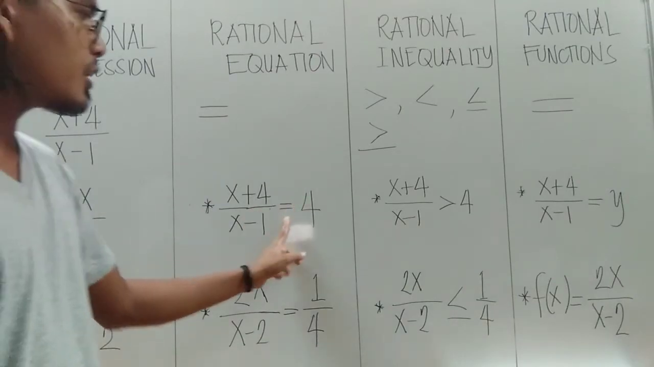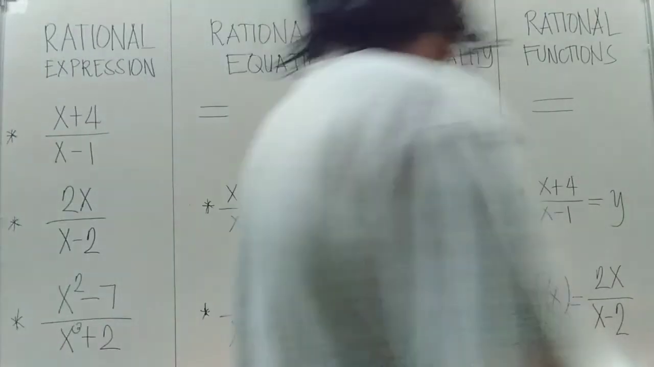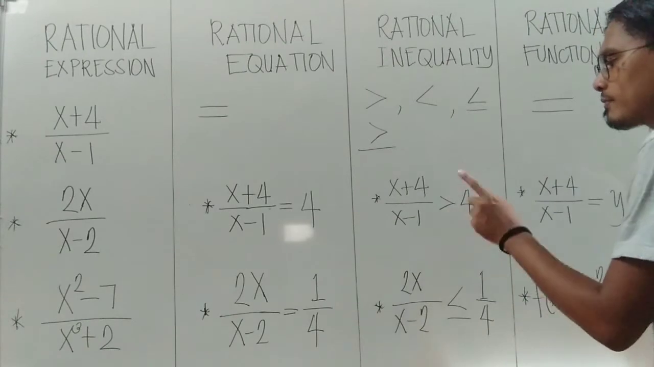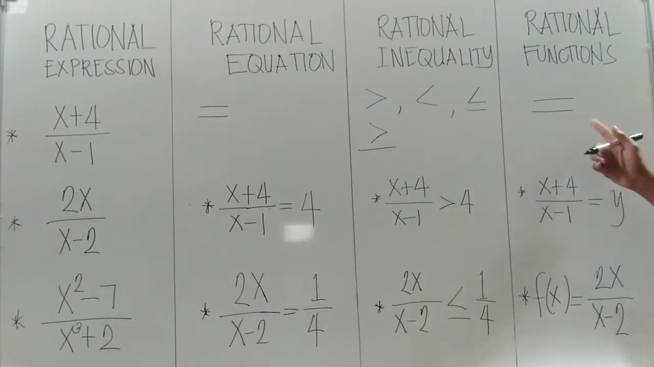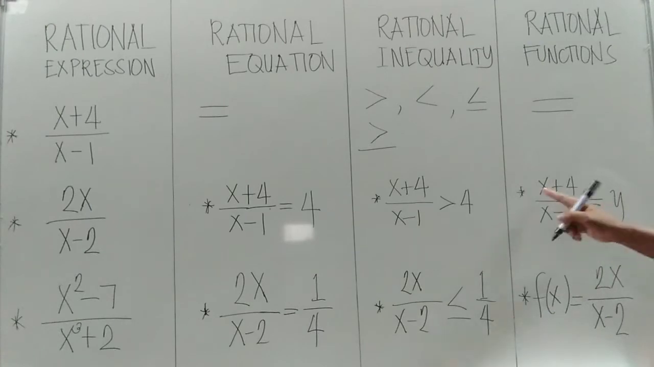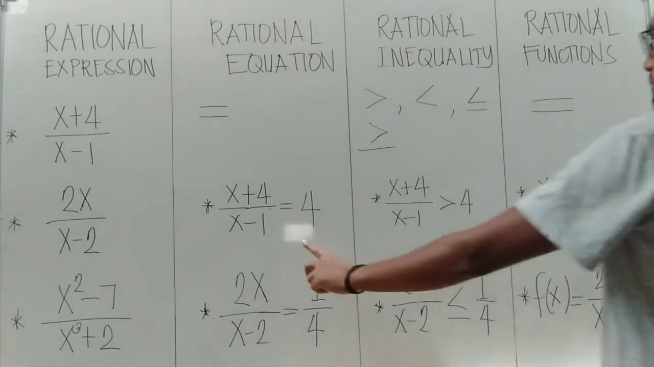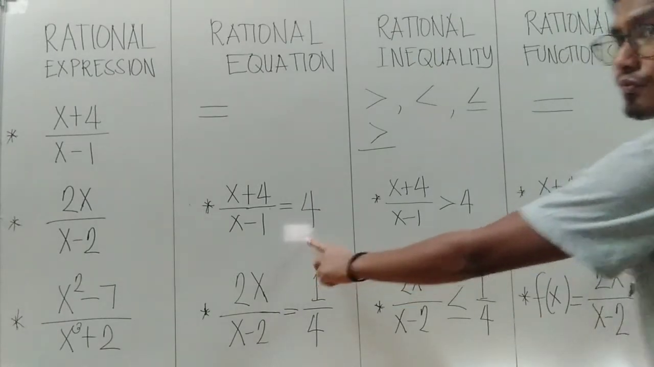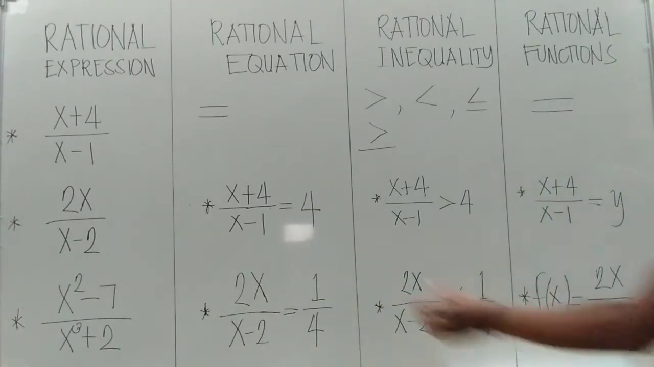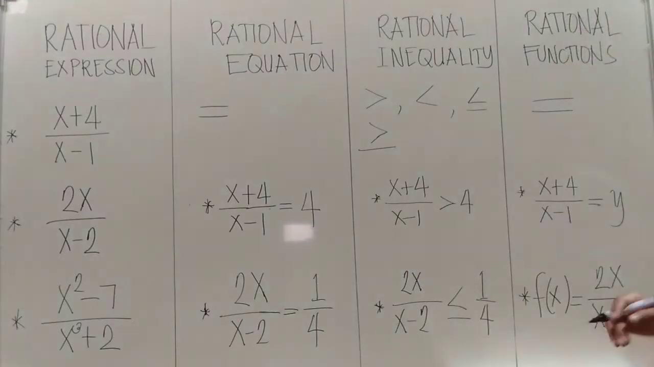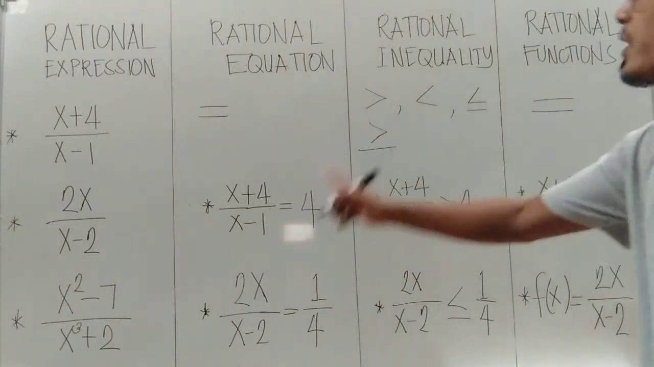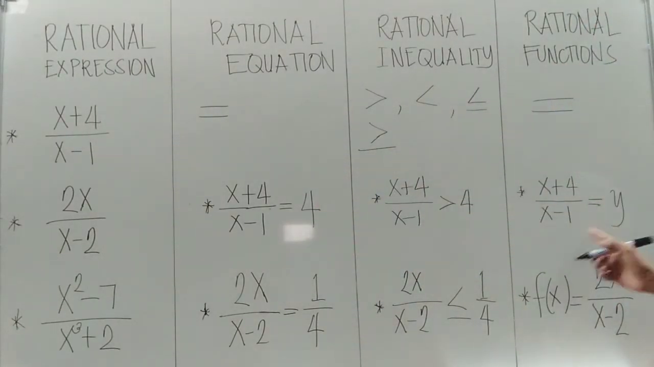Again, the most distinct characteristic between the two is the symbol. In one we are using equal, in the other we are not using equal, but greater than. Next example is for rational functions. Again, for functions, we are still using the equal symbol. So we have x plus 4 over x minus 1 equals y. This is equal to y, and the other is equal to 4. So the difference between a rational equation and a rational function is this.